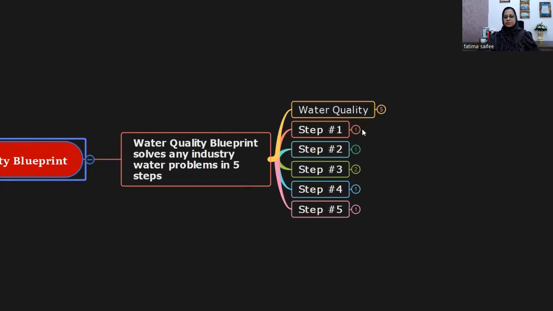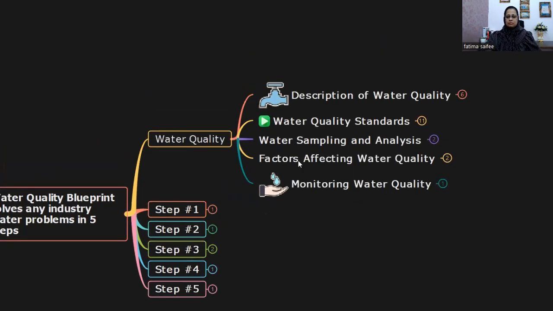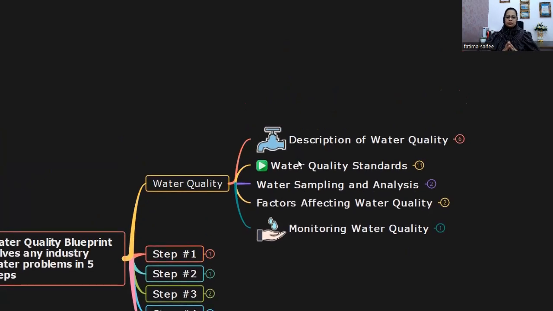These are the 5 steps, but before starting the first step, I want to introduce some basic concepts related to water quality. First, we will understand the description of water quality. Then we will understand what water quality standards are and how we have to maintain them. Third, we will discuss water sampling and analysis.